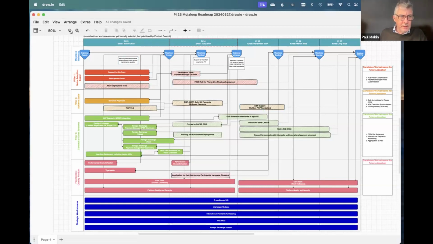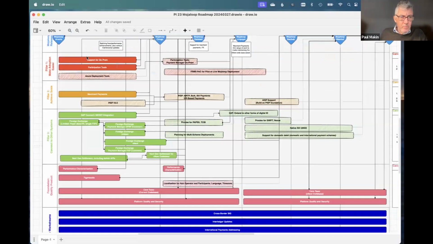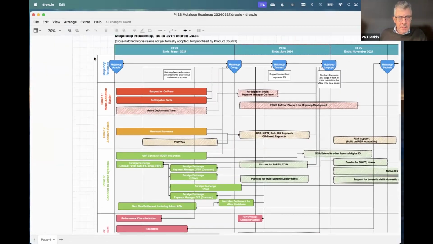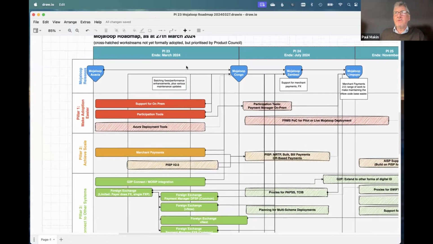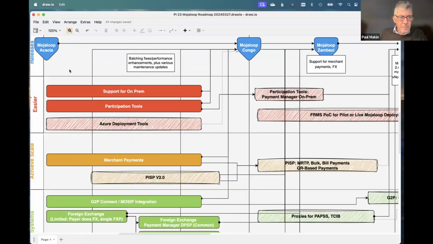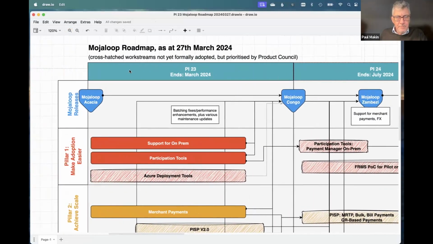So let's zoom in a little. If we zoom in down here and look at what's happening in, can everyone see that? Is it legible in the room? Okay. I'll assume that you can read that then. So pillar one. Paul, could you zoom in a bit more? It's a bit tiny on the screen. Yeah, that's fine. Thank you.